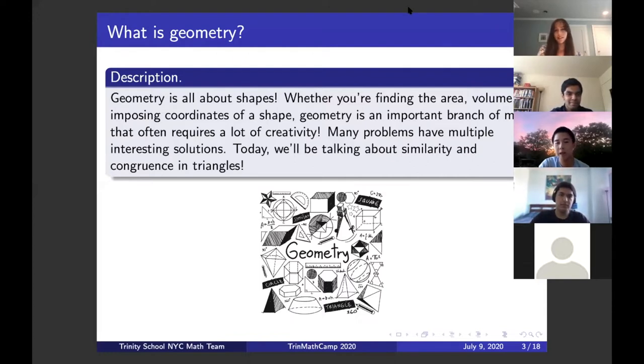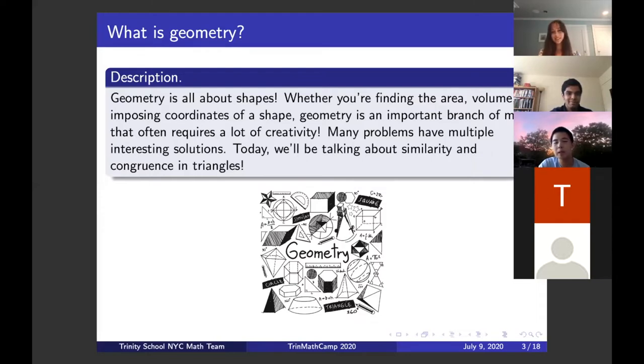It's all about shapes, obviously, whether you're finding the area, volume, or imposing coordinates. And as I said, I think it's the branch that requires the most creativity when you're solving problems, because you don't have too many methods of solution, and it's really just about finding the right ones and knowing how to put them together to eventually get to the solution. So why don't we just dive into similarity and congruence?